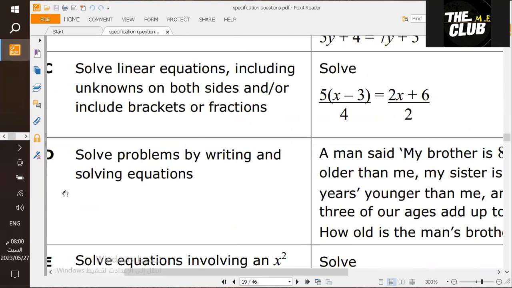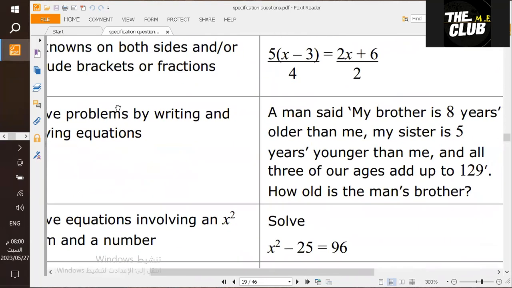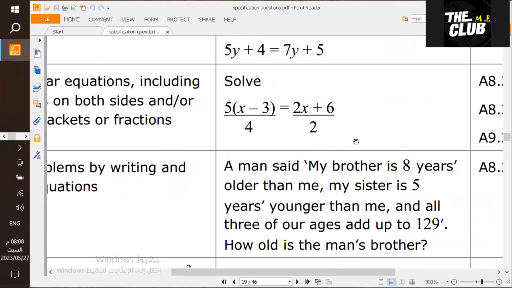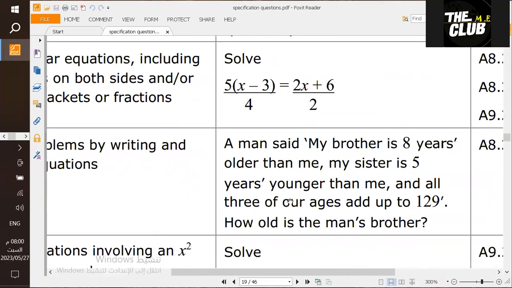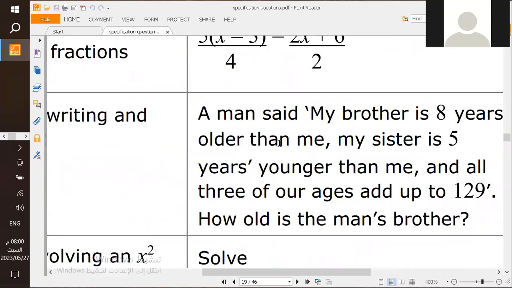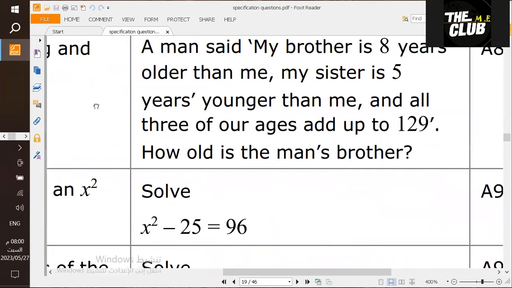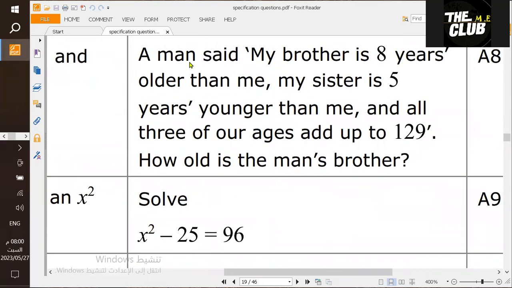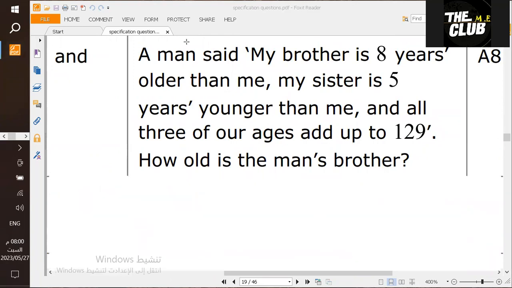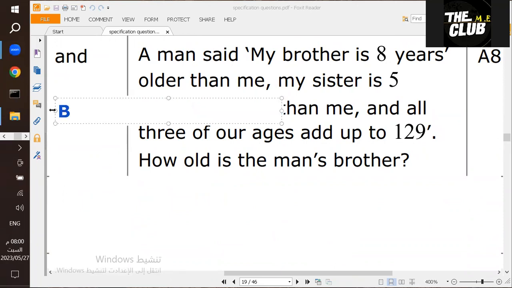Next, solve problems by writing and solving equations. This one is indirect: it gives you a question and you write the equation. Now, let's see the question. The man said, my brother is 8 years older than me. His brother is 8 years older.